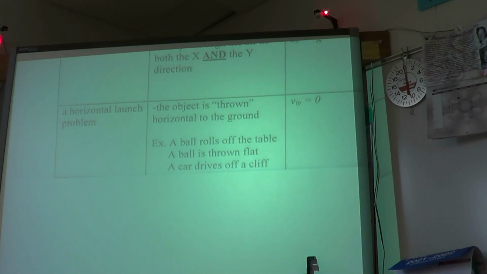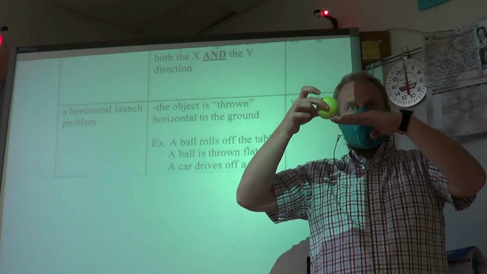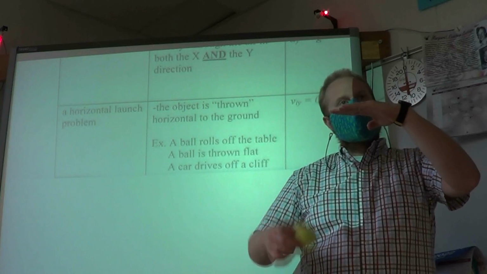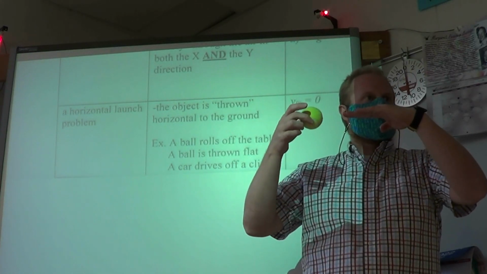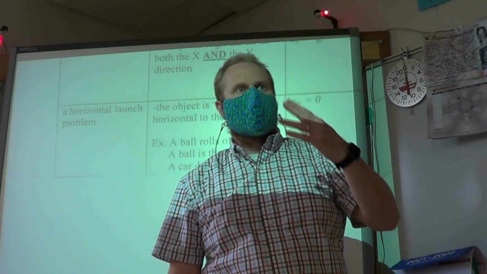The idea is when a ball rolls off of a table, how fast is it going this way? Well, it's not. How fast is it going this way? And the idea is initially it's not. It's like a drop problem in the y direction.